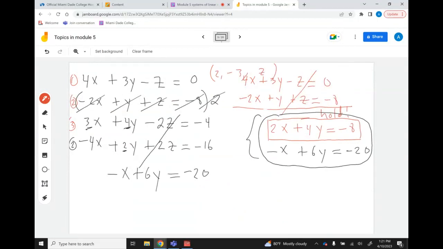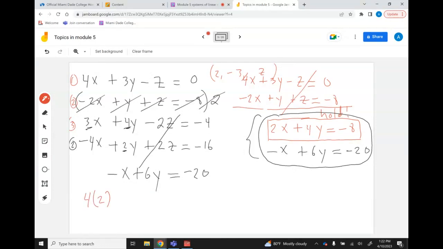Okay, so now you go back to the original system and you pick any of them. It doesn't matter which one. And you substitute the x value with 2 and the y variable with negative 3, and then we're going to find the z value. All right, let's do that. So I'm going to choose the first one.